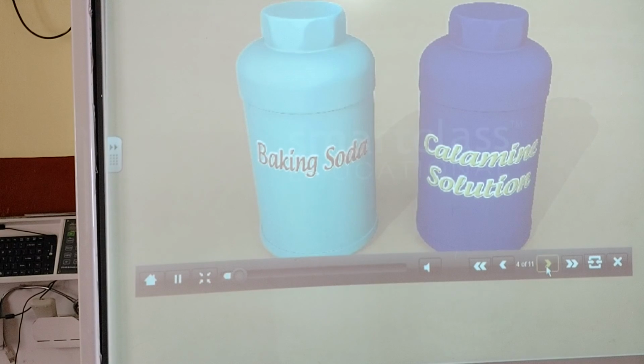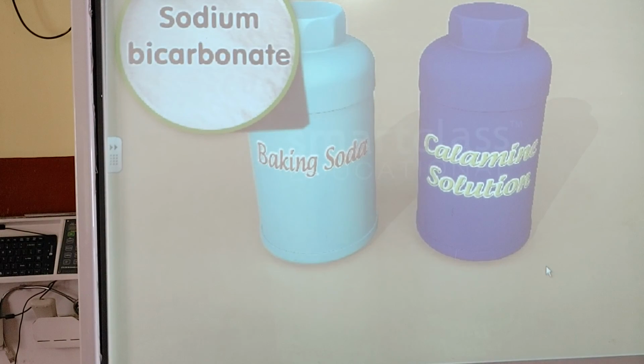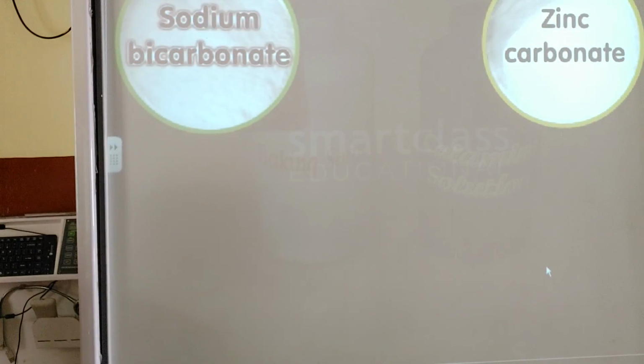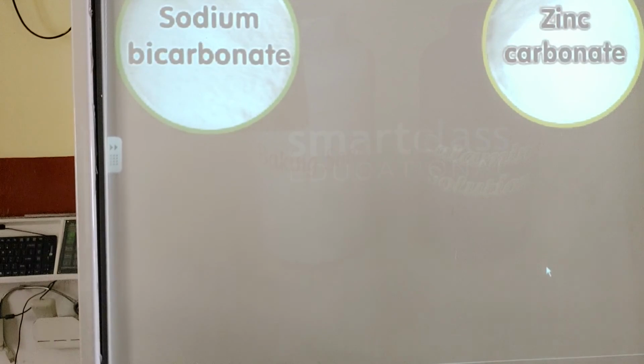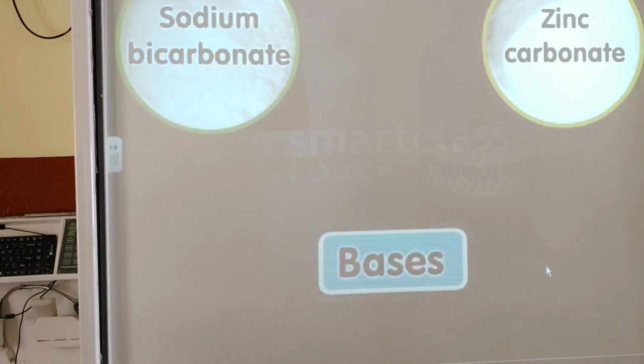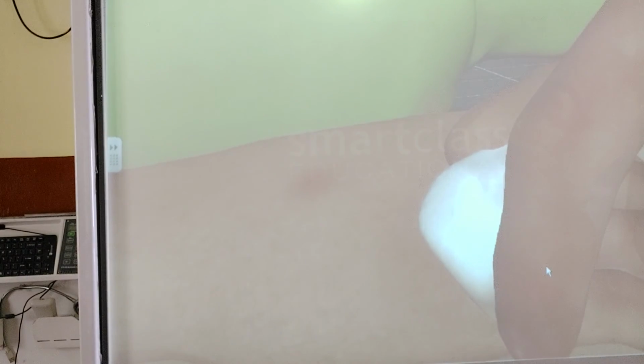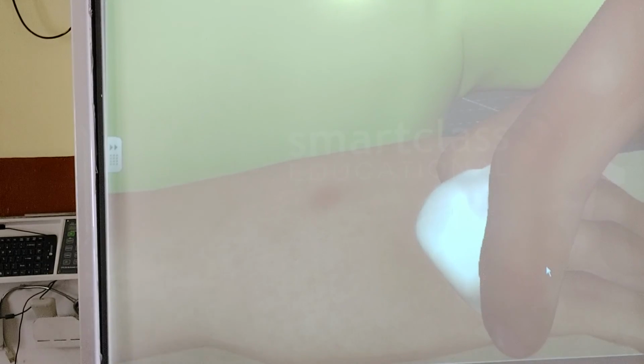Baking soda is chemically sodium bicarbonate, while calamine lotion contains zinc carbonate. Both sodium bicarbonate and zinc carbonate are bases that neutralize formic acid present at the bite area and thus soothe the pain and itching. Let us now learn about another application of neutralization in improving quality of soil.